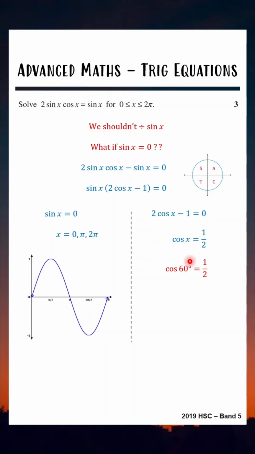So in quadrant 1, we've got 60 degrees. And in quadrant 4, we've got 360 minus 60 degrees, which is 300. So those are our two answers. Let's turn them both into radians. So 60 in radians is going to be pi on 3, and 300 is going to be 5 pi on 3.